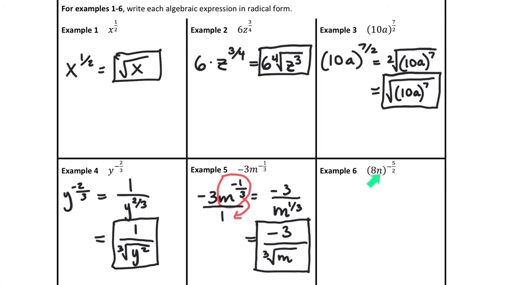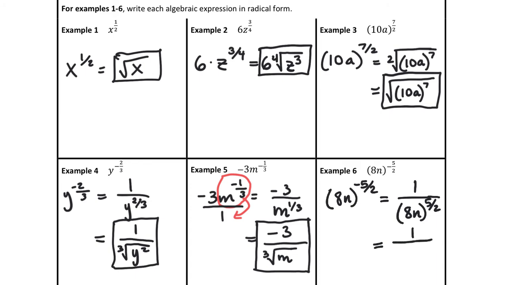Now for example 6, notice that the 8 and the n are both inside the parentheses. And notice that the power is negative, so we have to convert it first. So let me copy the problem. Convert this to a negative. So we're going to do 1 over 8n to the power of the positive fraction. So it's going to be a positive 5/2. Positive 5/2. And then we can use the rule of today.